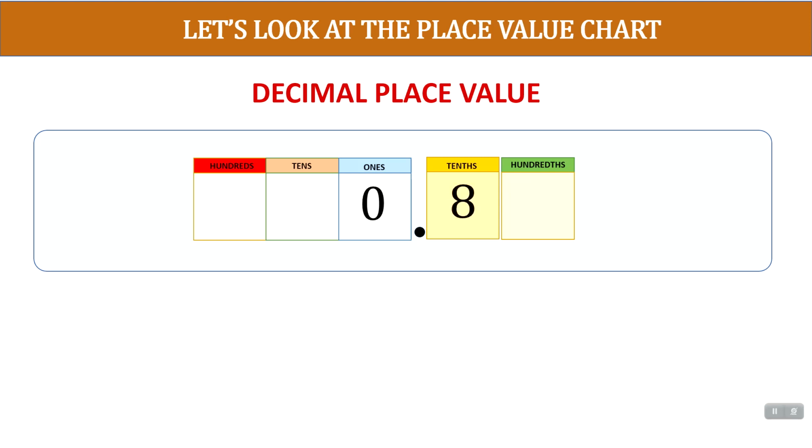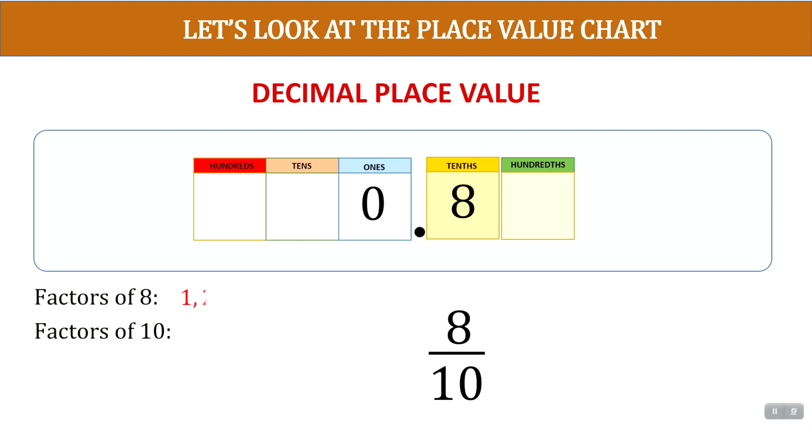Let's look at 0.8. Again, the 8 is in the tenths column, and so we read that as 8 tenths. Again, that's not in lowest terms, and so we find the factors of 8 and find the factors of 10. The factors of 8 are 1, 2, 4, and 8. The factors of 10, meaning the numbers that can multiply together to give us 10, are 1, 2, 5, and 10. We find the numbers that are common, 1 and 2, and we know the highest common factor is 2, and so we divide both 8 and 10 by 2.